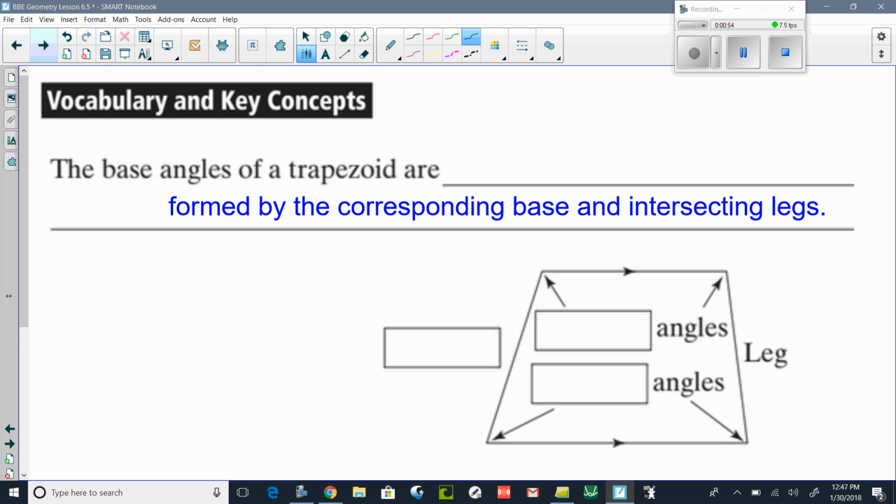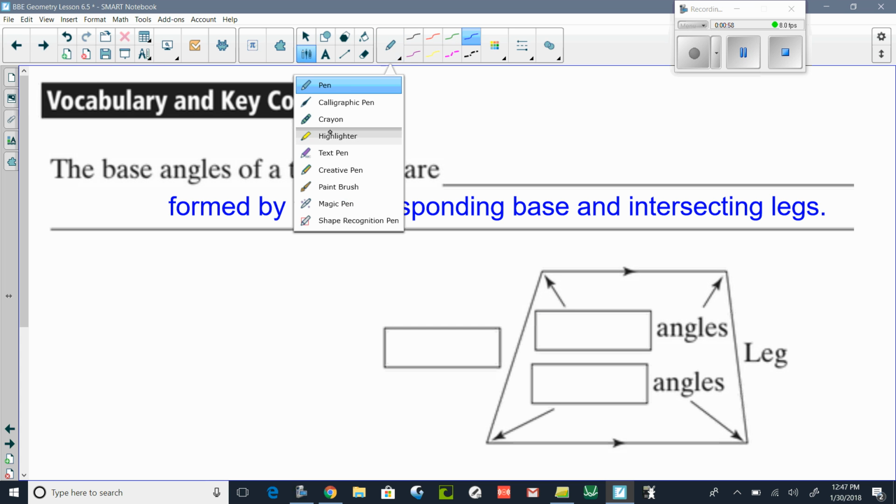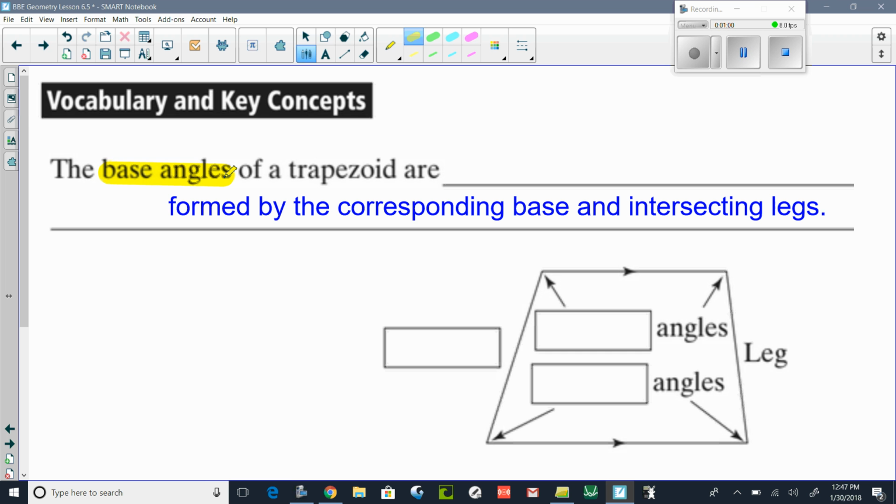The first example or vocab definition word we have to look at today is what's referred to as base angles. The base angles of a trapezoid are formed by the corresponding base and intersecting legs. So if we look at this particular trapezoid, we know that this trapezoid has two bases. This would be considered one of the bases, and this side down here would be referred to as the other base. Remember, the bases in a trapezoid are the parallel sides. The two parallel sides would be considered the bases.